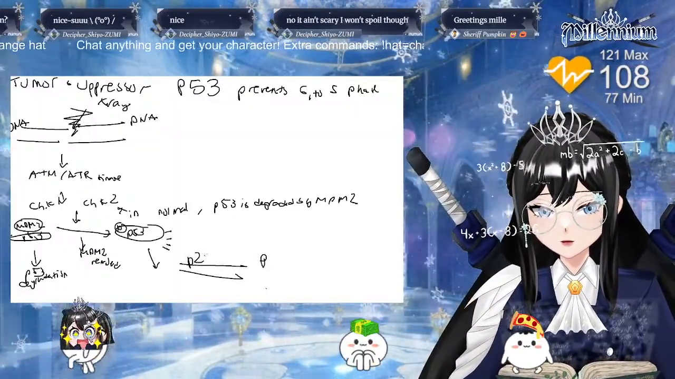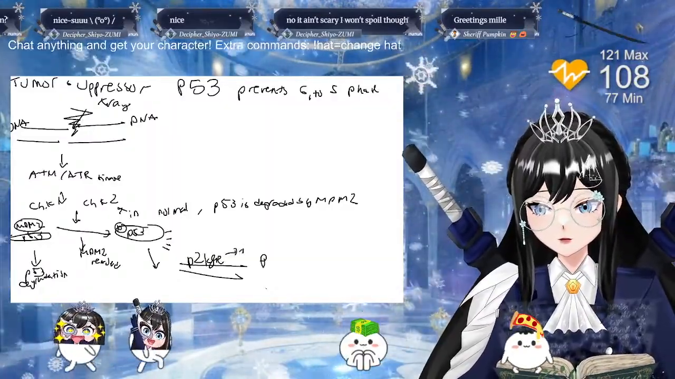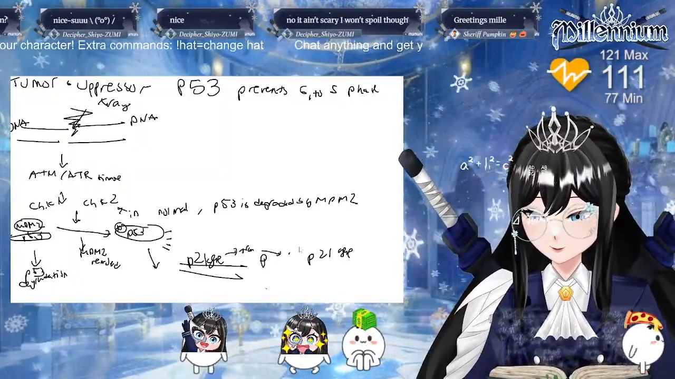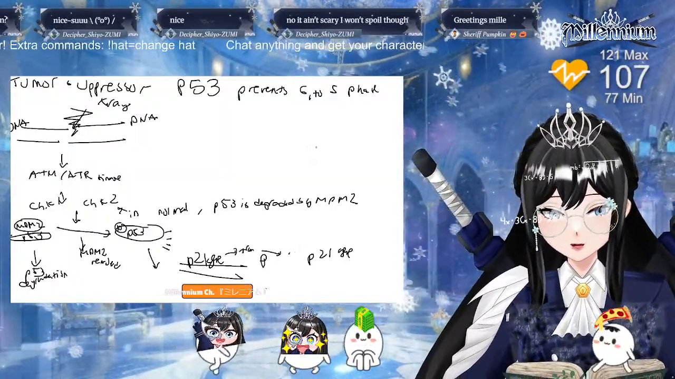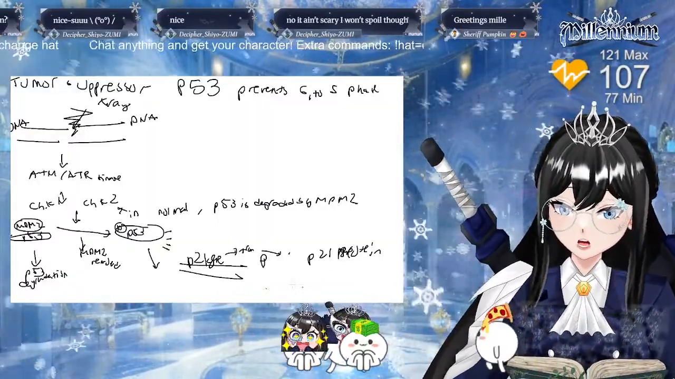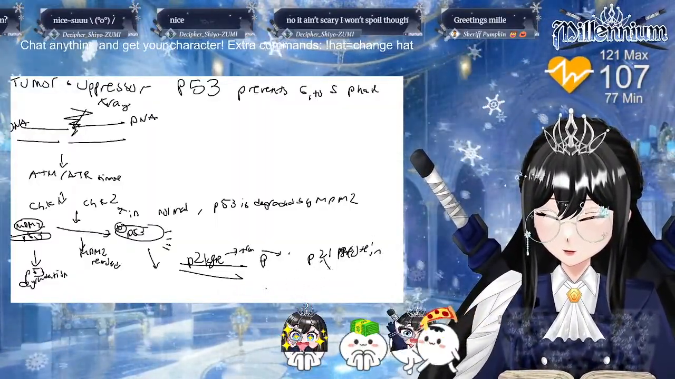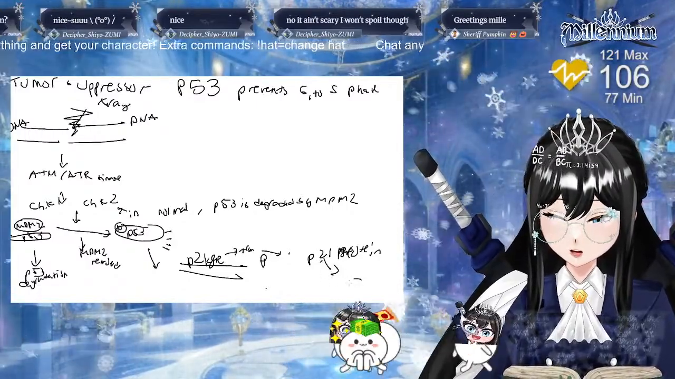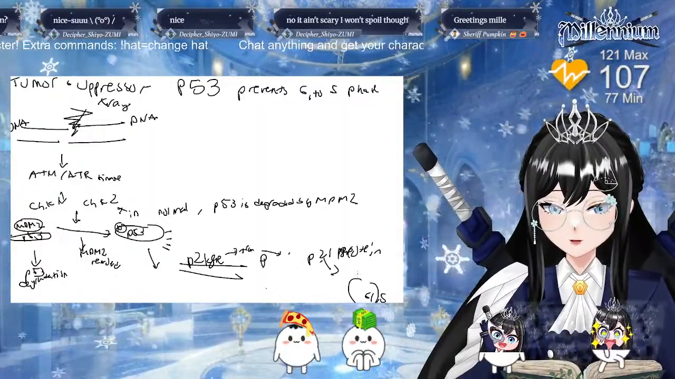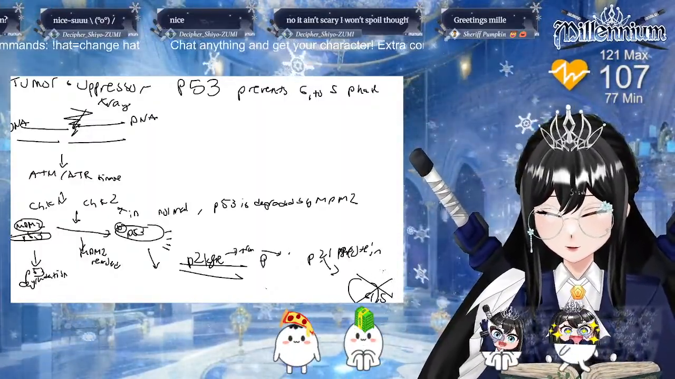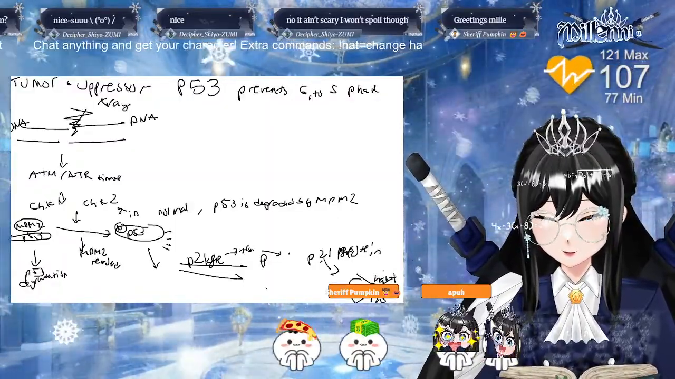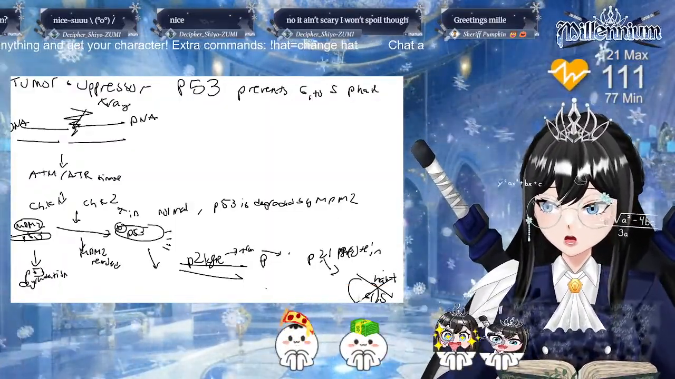protein using the P21 gene. Transcription and translation into P21. Now, if you made the P21 protein, what does that do? It will bind to your G1/S CDKs. So it will help halt cell progression at the G1/S checkpoint.